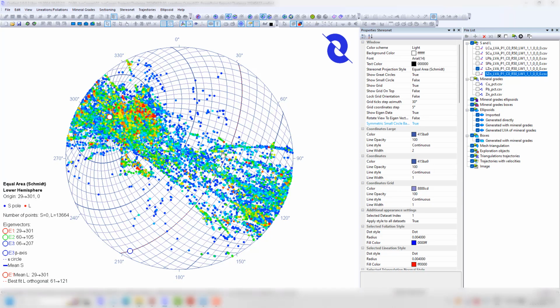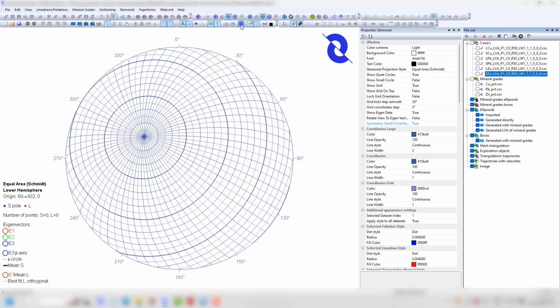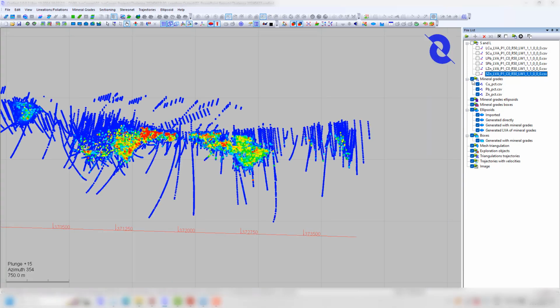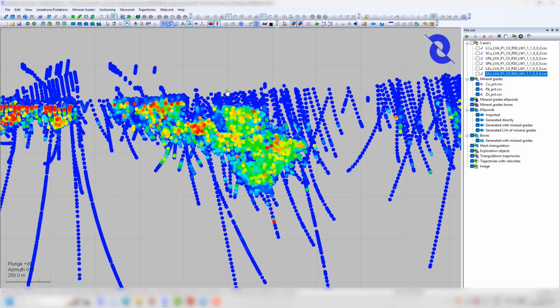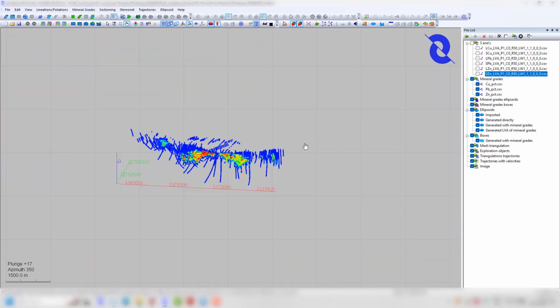See that there's a linear cluster over here, which supports the view that the fold axes are actually going in that direction, plunging in that direction. So this is a fairly planar zone of continuity. So this is kind of important.